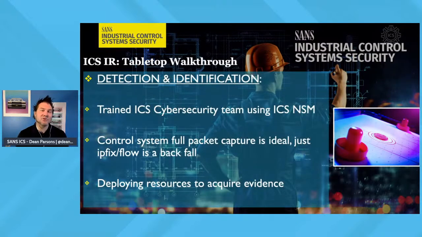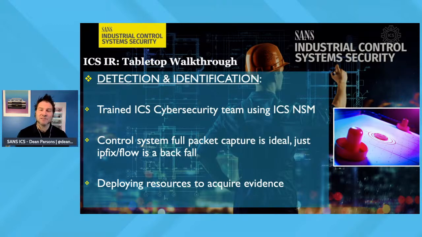So as we pivot into detection and identification, this is where we're going to have trained ICS cybersecurity folks looking at the network. Visibility pops up again as a requirement to really understand what's happening in the network to identify the threats we're seeing. So that's a common theme you will see. And when we talk about network security monitoring, control system access at the full packet capture level would be ideal.